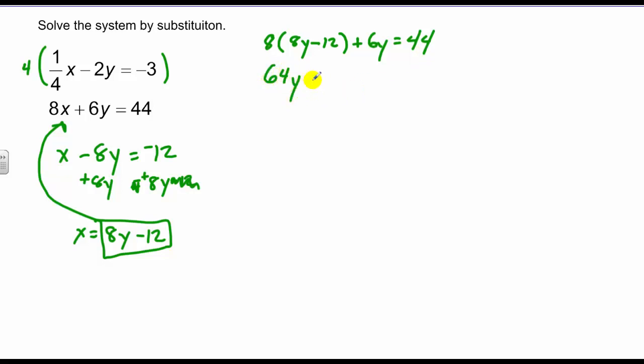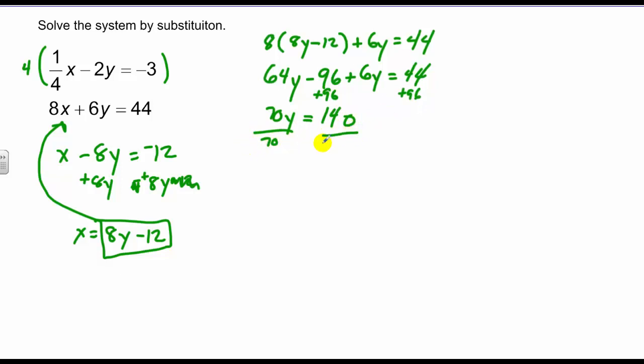64y minus 96 plus 6y is 44. This is 70y is equal to 140. When I add 96 to both sides, divide by 70 to both sides, y is equal to 2.